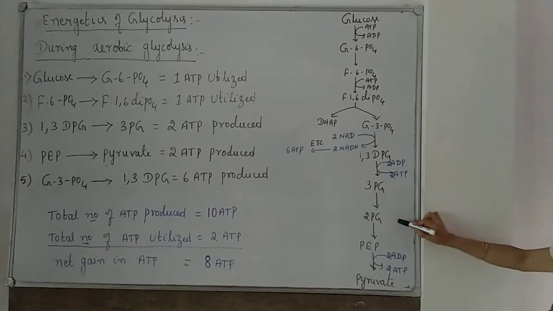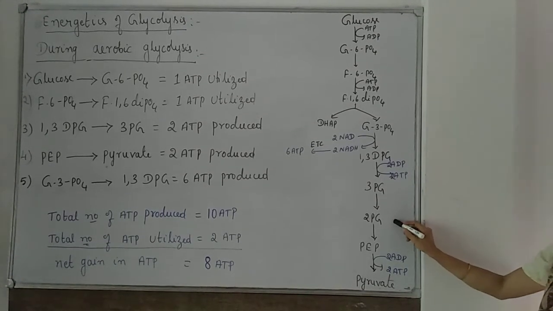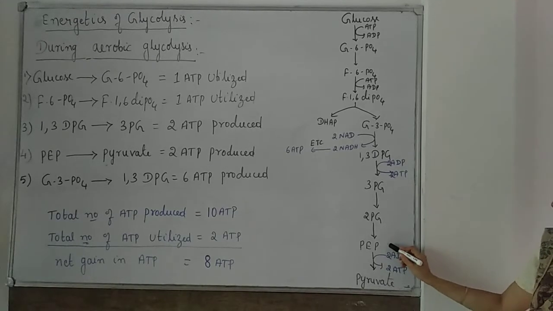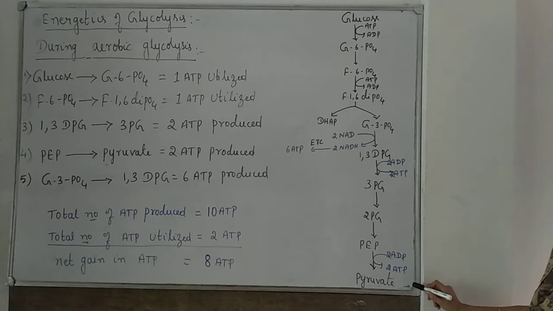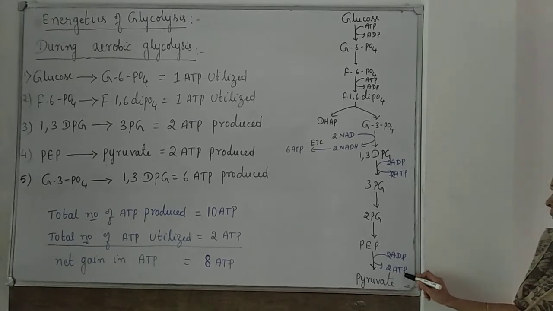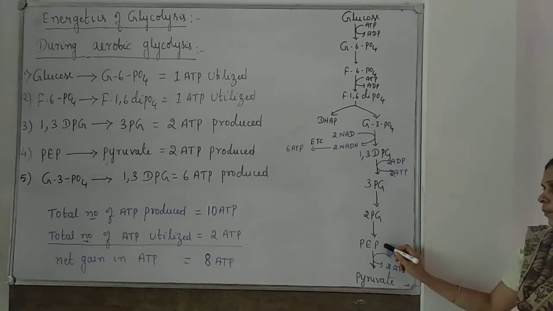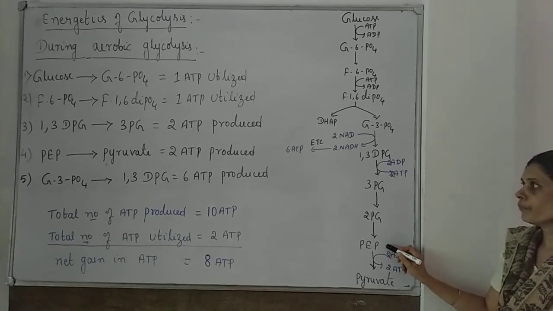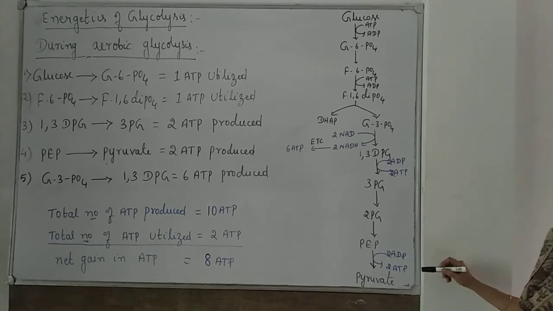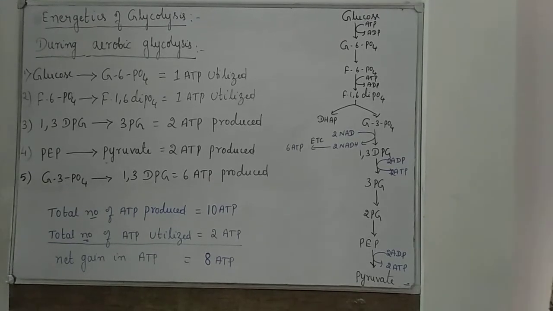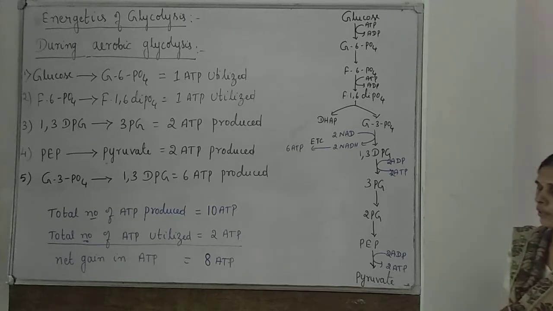3-phosphoglyceric acid is converted into 2-phosphoglyceric acid. 2-phosphoglyceric acid is converted into phosphoenol pyruvate. Phosphoenol pyruvate is converted into pyruvic acid. Here also there will be a generation of 2 ATP molecules from the high energy compound phosphoenol pyruvate. So this is about aerobic glycolysis. Aerobic glycolysis means glycolysis takes place in the presence of oxygen.